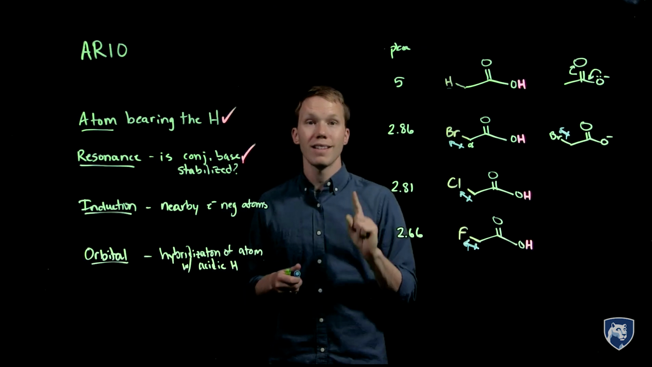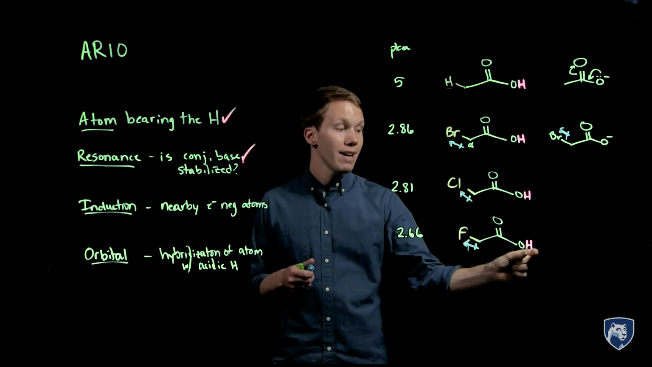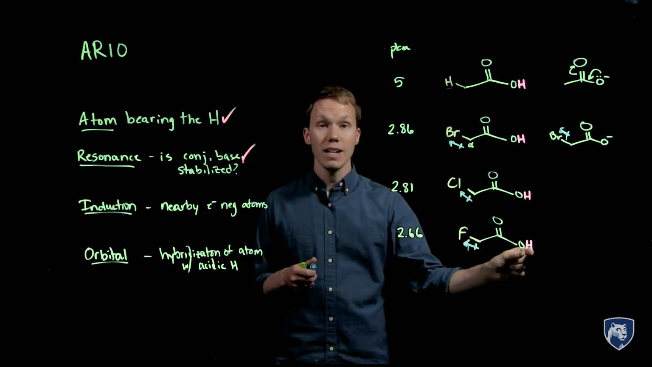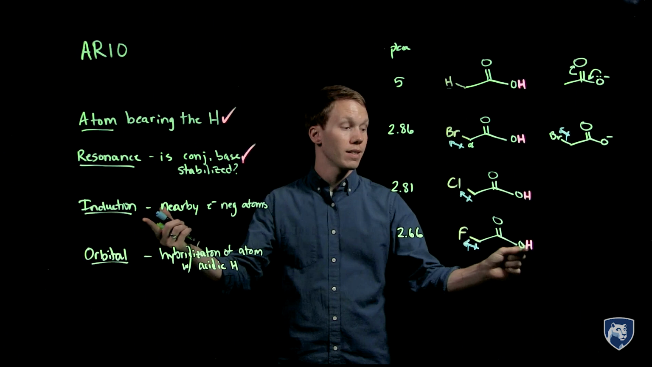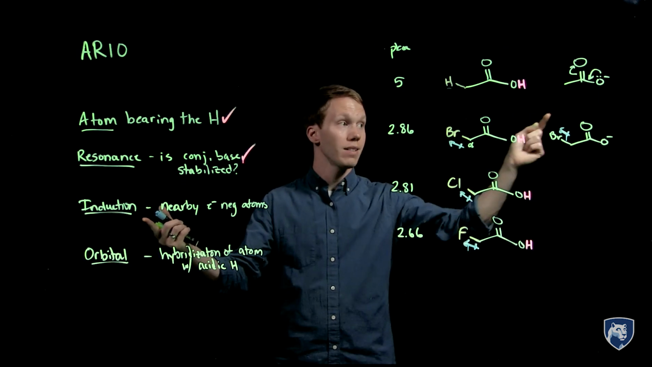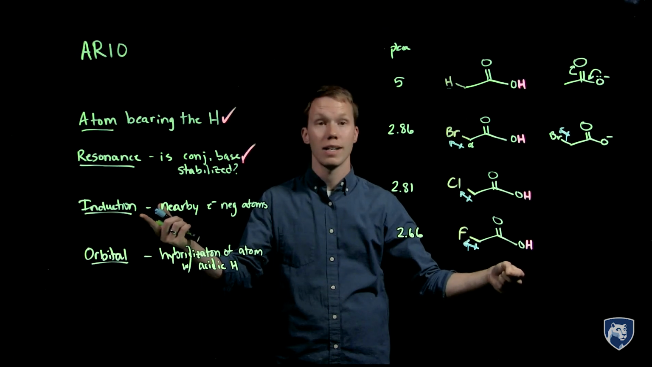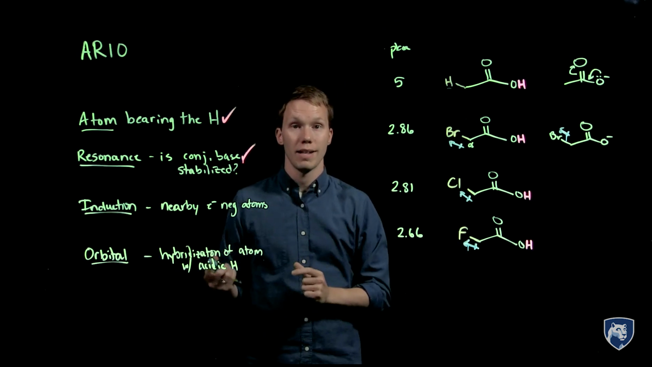Okay, so keep in mind that this is a nearby atom or group, right? This hydrogen is not directly attached to this fluorine atom, so we can't use the atom rule. We have to use the induction rule because this is attached to oxygen, as it is in all these cases. They have the same resonance, so we have to move on to the third criteria, which is induction. Are there any groups that are going to inductively withdraw to stabilize this ion?